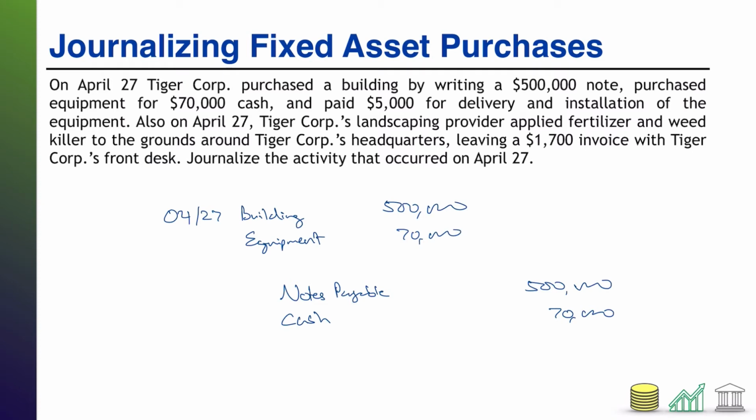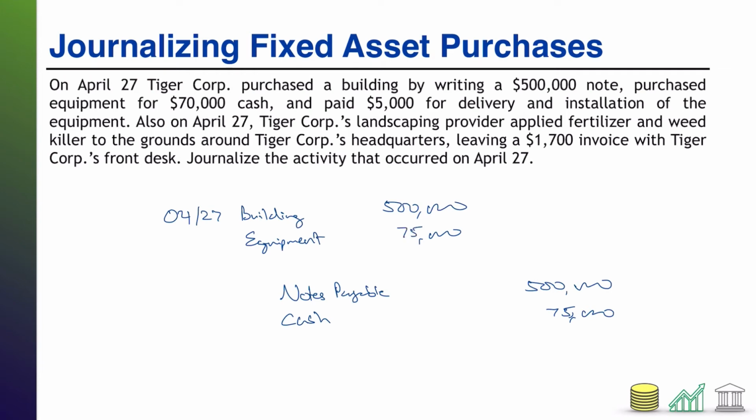And then it says we paid another $5,000 for delivery and installation of the equipment. So cash is going up to $75,000 out, right? 70 plus 5. Now, do we get to put that $5,000 into the equipment account, or is that simply an expense? Well, remember, the golden rule is any expenditure required to obtain or make the asset ready for use. In this case, delivery and installation of equipment would be considered part of obtaining, that would be the delivery, and making ready for use, that's the installation.